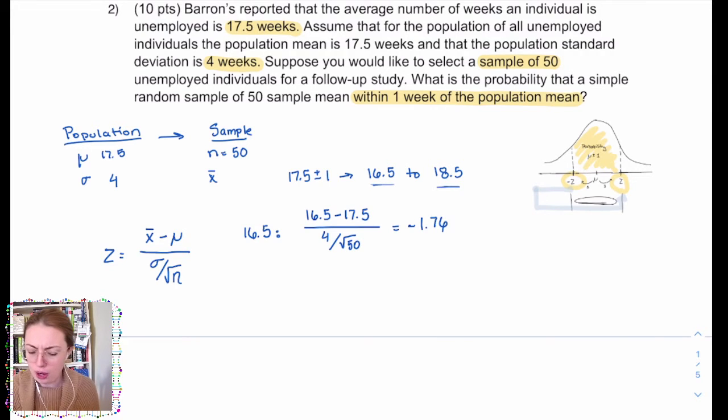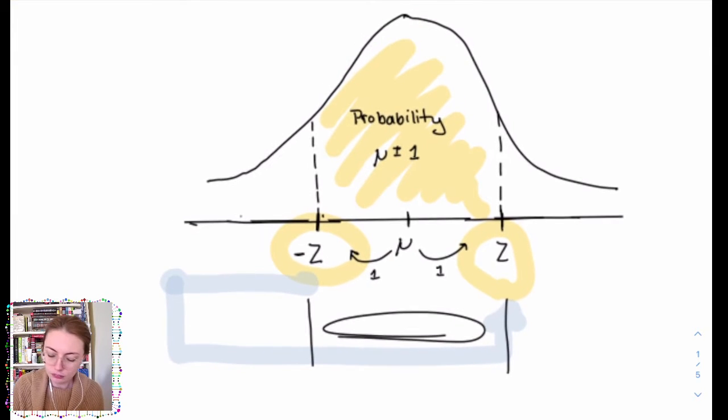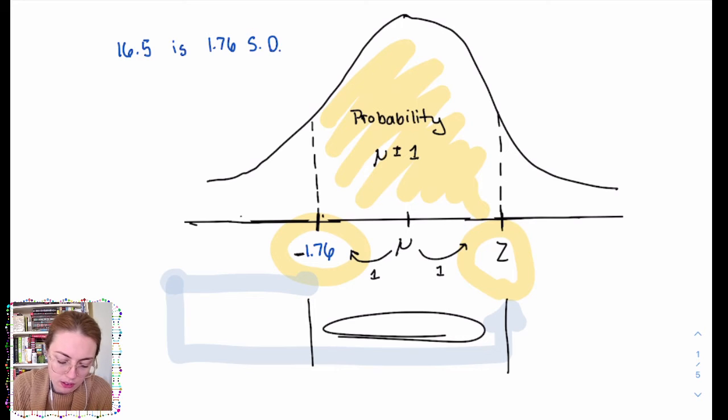So let's zoom right back into our probability graph here. This z, instead of writing z, now we can write negative 1.76. So this tells us that 16.5 is 1.76 standard deviations below the mean of 17.5.